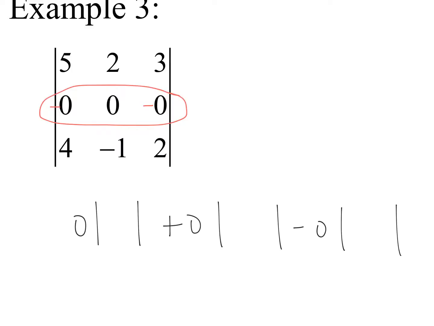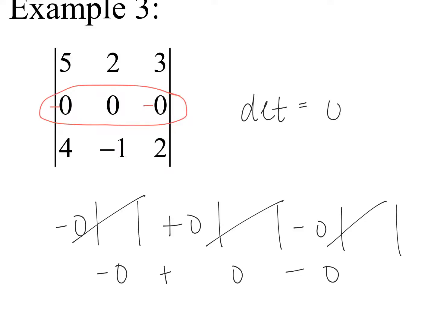And what are you guys thinking here? 0 times anything is 0. 0 times anything is 0. 0 times anything is 0. Technically, I guess these should be negative zeros, but again, negative 0, positive 0 doesn't make a difference. Our determinant here is 0.